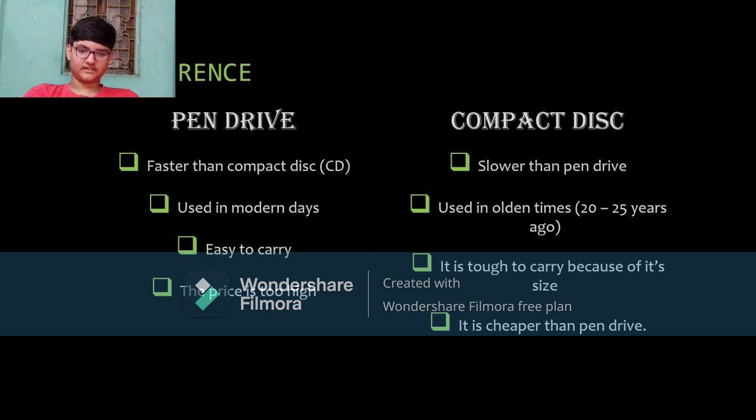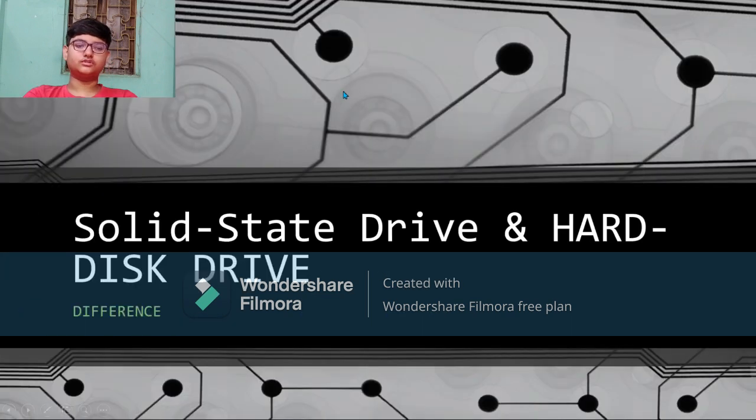Okay, so these were the basic differences between a pen drive and a CD, compact disk. Now we can go to the difference between a solid state drive and a hard disk drive. Let's begin.